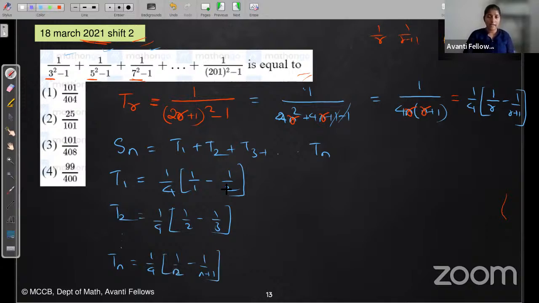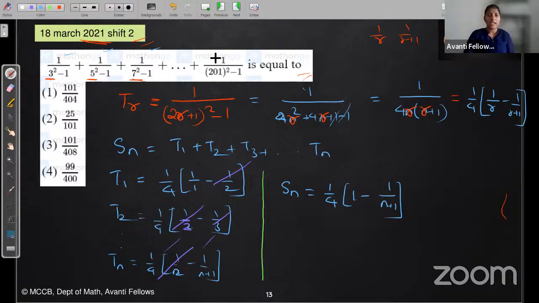So you can observe here, this is minus 1 by 2, here we have plus 1 by 2. So both the terms get cancelled. Here minus 1 by 3, so in the next term we'll have plus 1 by 3, that will get cancelled. Similarly, if we continue like this until this term, everything will get cancelled. So when we add these terms, all those terms will get cancelled, and we will remain with what? We will remain with Sn is equal to 1 by 4 into 1 minus 1 by n plus 1.